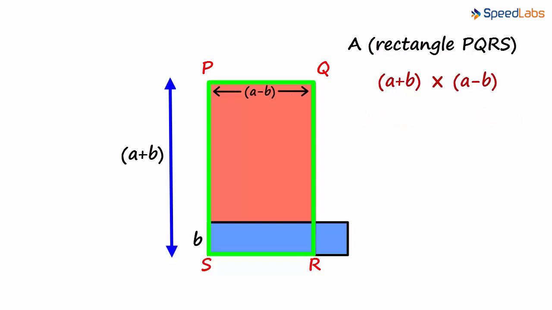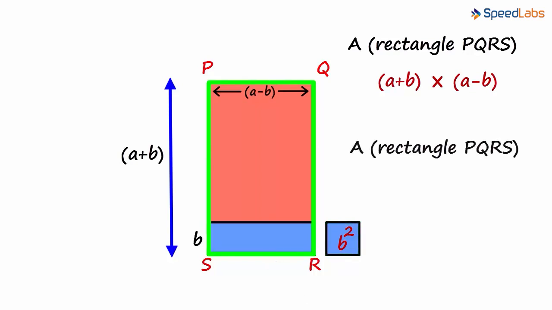But there's another interesting way in which we can find its area. All we need to do is remove this square which has an area of b squared. It means from a squared, which is the sum of the areas of both rectangles, we removed b squared to get the area of this rectangle. So the area of this rectangle can also be written as a squared minus b squared.